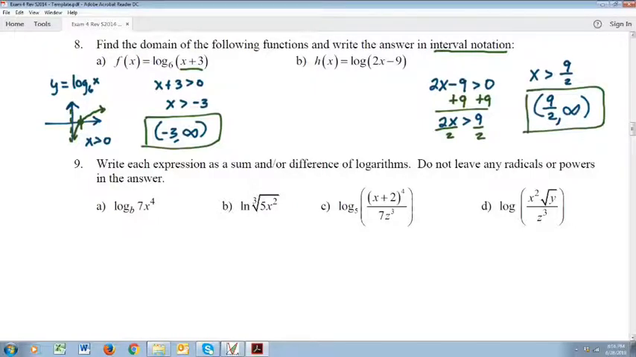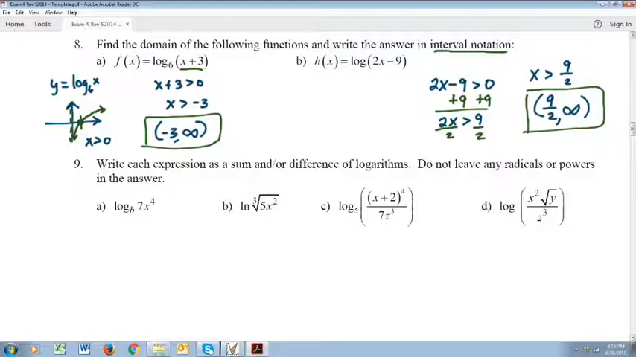So we can't pick 9 halves. If you actually put in 9 halves, you would see that you'd be taking the log of 0. If we pick anything bigger than 9 halves, we're okay. Say we pick something less than 9 halves, like 0, then you'd have 2 times 0, or 0 minus 9. Notice you'd be taking the log of a negative. So as long as we pick something bigger than 9 halves, we'll be taking the log of a positive number. And so that's our domain.